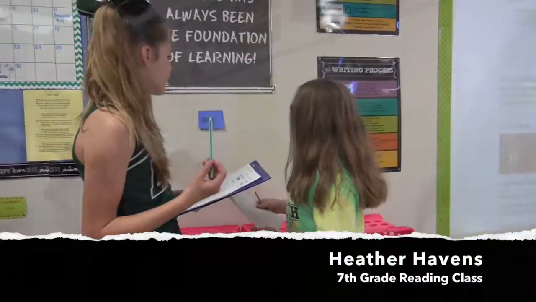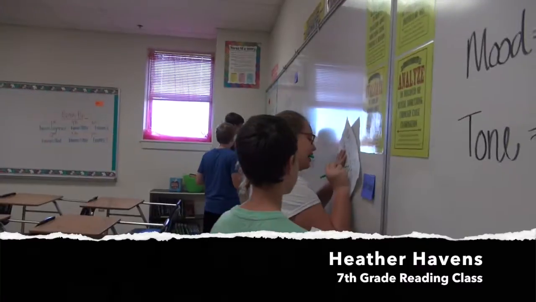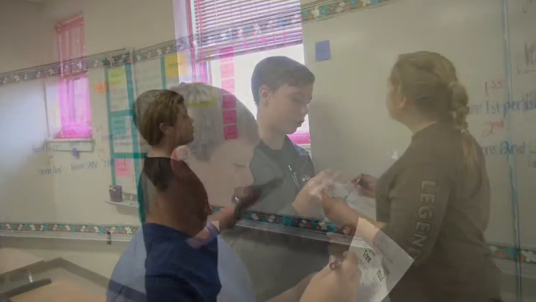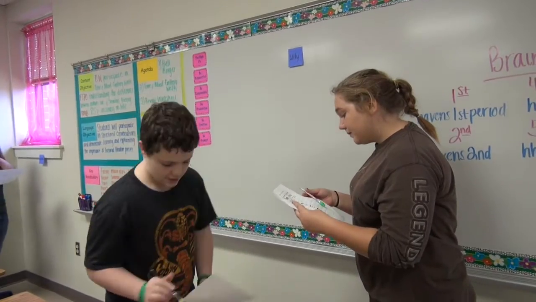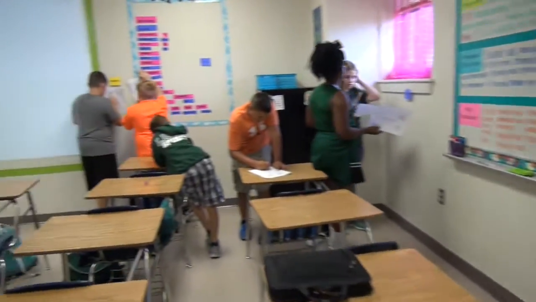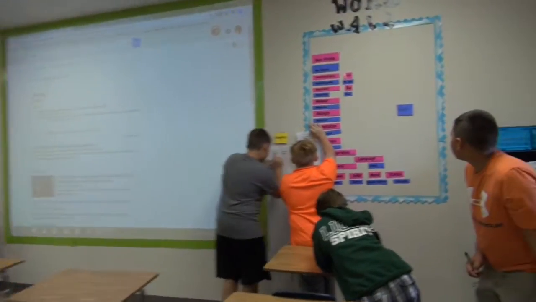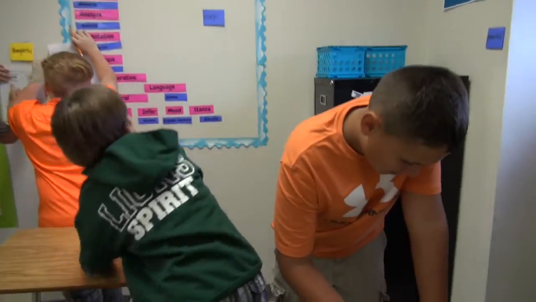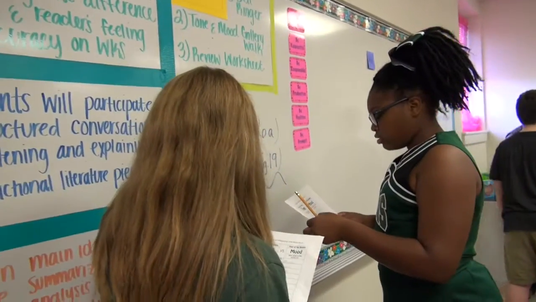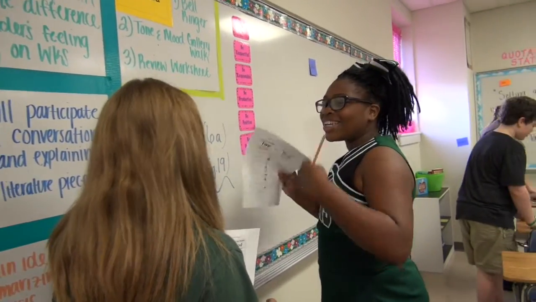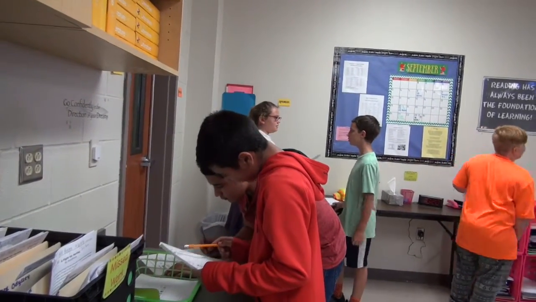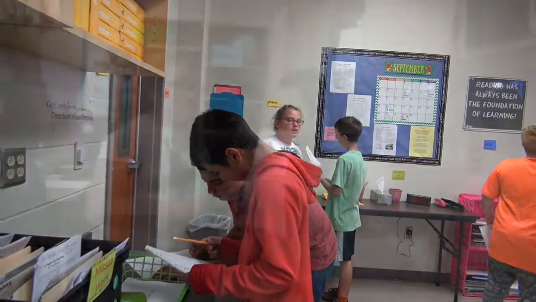All right, I'm seventh grade reading, and what you're seeing right now is a gallery walk where the lesson was over tone versus mood vocabulary. So the kids are walking around and they have a vocabulary of a tone word or a mood word, and their partner goes around and they have to tell me if it's a tone vocabulary word or a mood vocabulary word. So they have to identify what belongs on their worksheet.